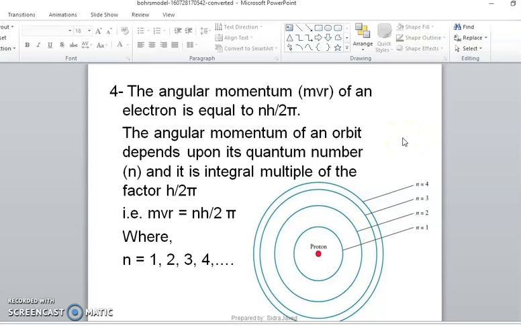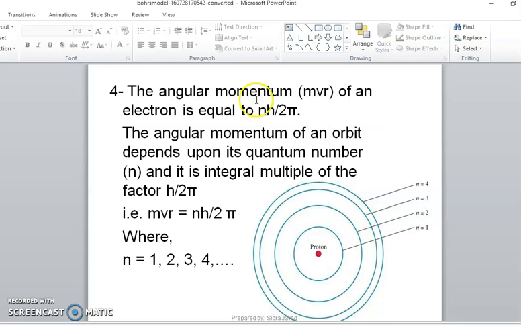The term quantized means anything having a fixed value which does not change with time. I repeat, anything having a fixed value which does not change with time is known as quantized. So angular momentum is quantized means, what is angular momentum actually? The momentum possessed by a revolving body.